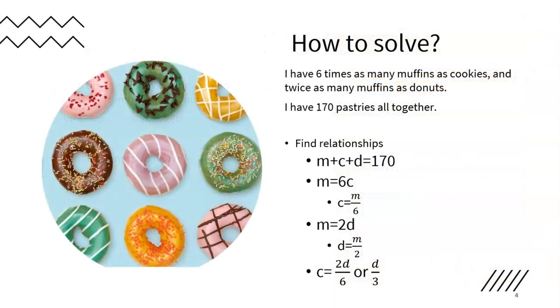First, we need to find relationships. We know altogether, muffins, cookies, and donuts, we have 170 altogether. We know that there are 6 times as many muffins as cookies, so M equals 6C. Muffins equals 6 times cookies. This could also be written as C equals M over 6. And then we also know that M equals 2D because there are twice as many muffins as donuts. And then there are D over 3 cookies for our final relationship.